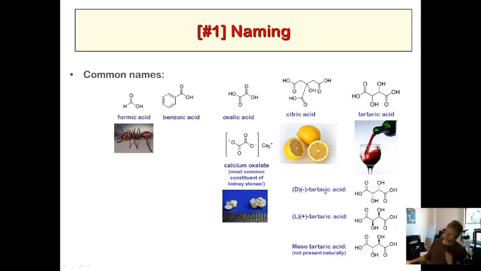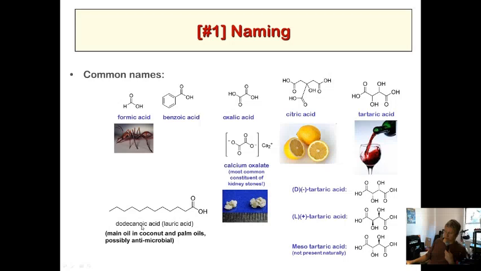And so this is D tartaric acid, L tartaric acid, and then the meso one is actually not present naturally. So the naturally occurring forms of tartaric acid are the stereoisomeric forms, D and L. Okay.